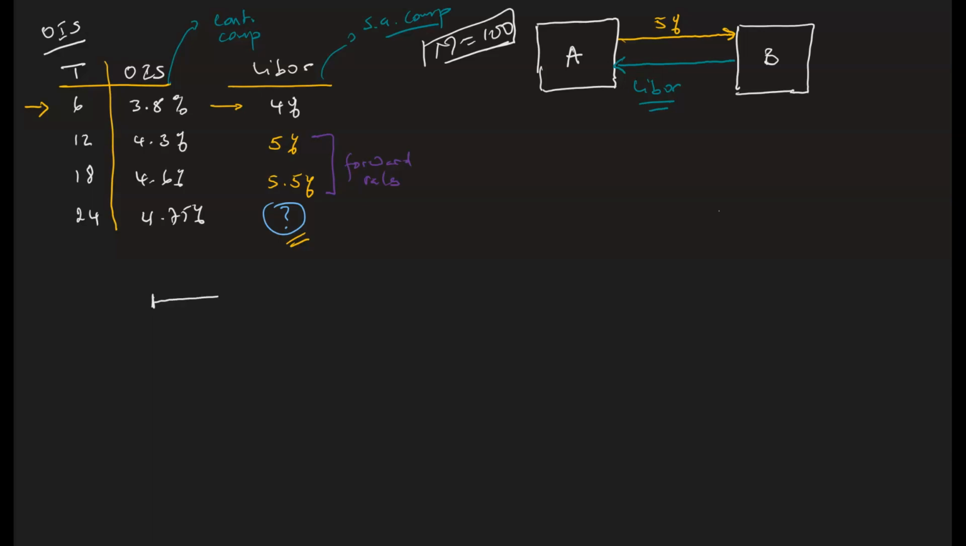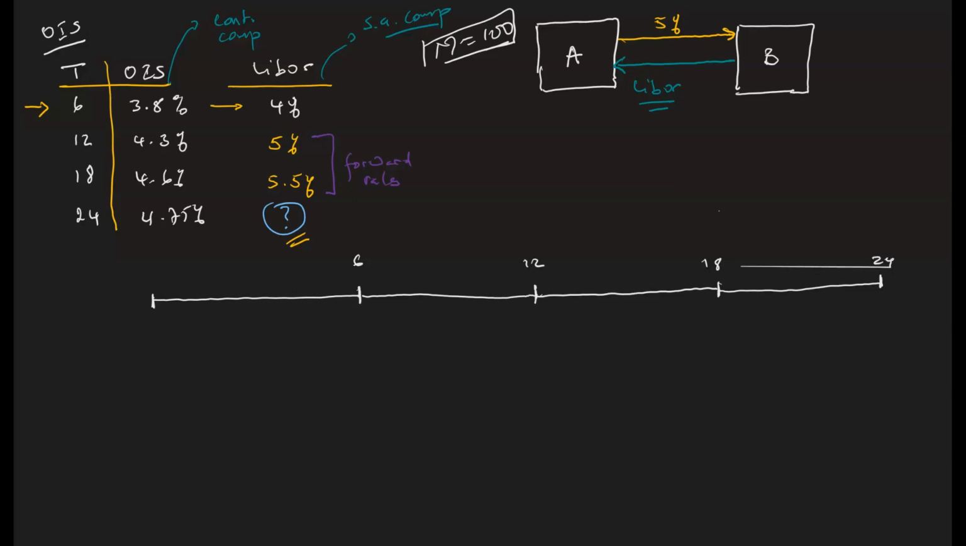We're going to have today, 6 months, 12 months, 18 months, 24 months. So 6, 12, 18, 24. And with this, we know that our swap rate, which is a fixed rate, is going to be 5%.